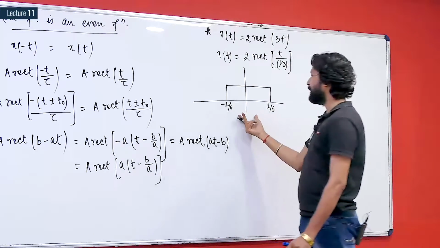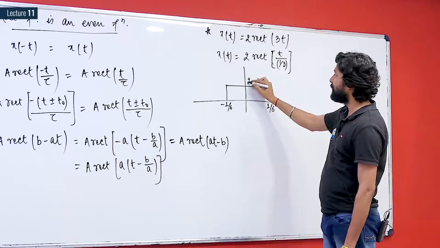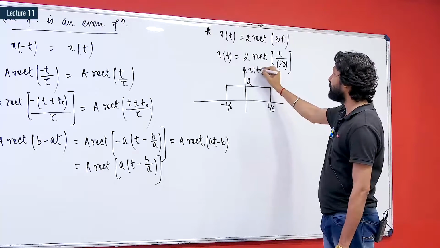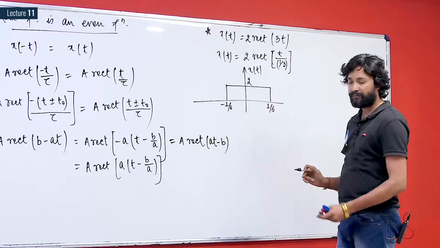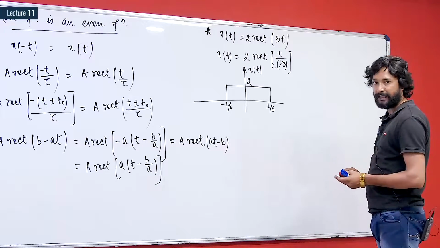So, the total width is going to be equal to this tau value. It is your tau and it is your a. So, the value of the signal is going to be 2 in the duration from minus 1 by 6 to plus 1 by 6. So, there are different methods using which you can actually plot a rectangular function.